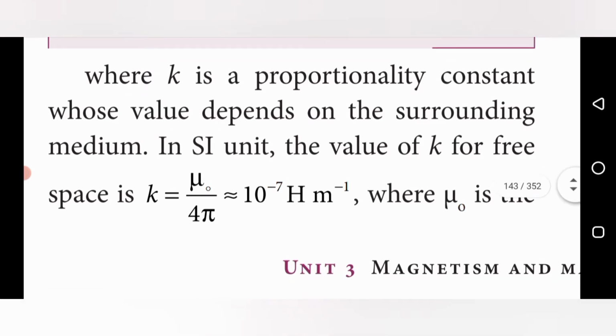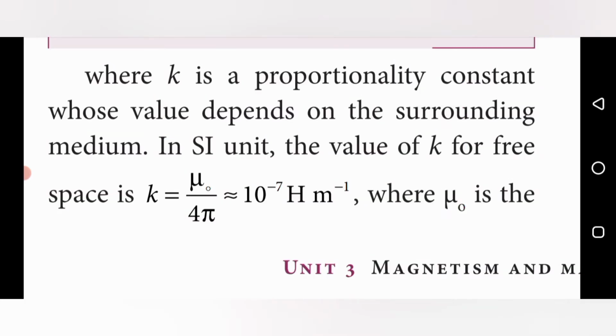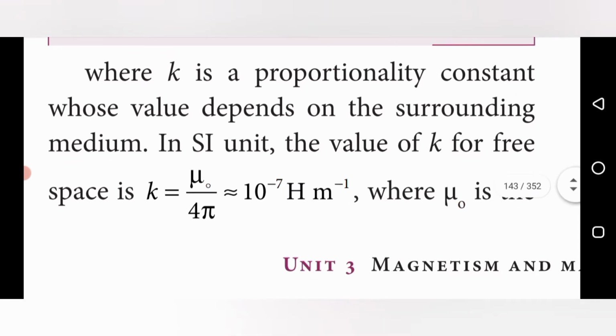In the expression mu naught by 4 pi, 4 pi is a constant value, 4 into the value of pi, 22 by 7 or 3.14. Mu naught is the permeability of free space, that is, the absolute permeability of free space through air or vacuum. In the first lesson we studied epsilon naught, the permittivity of free space. Here also the permeability value is there, and when substituted for K, you will get the final answer of approximately 10 to the power minus 7 Henry per meter.